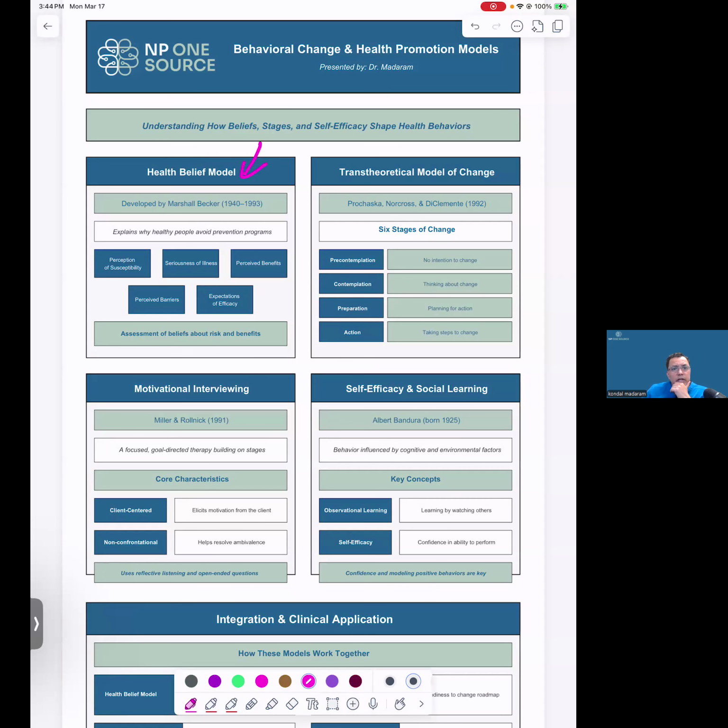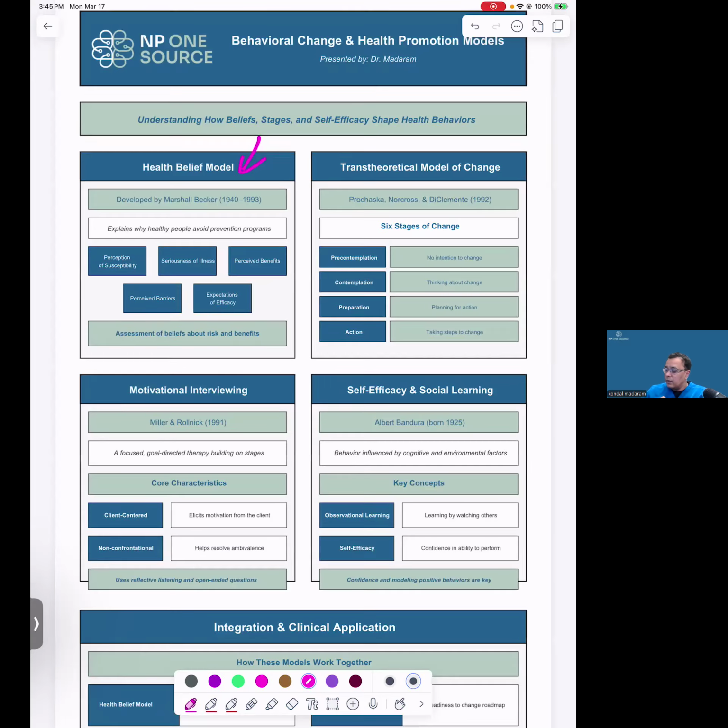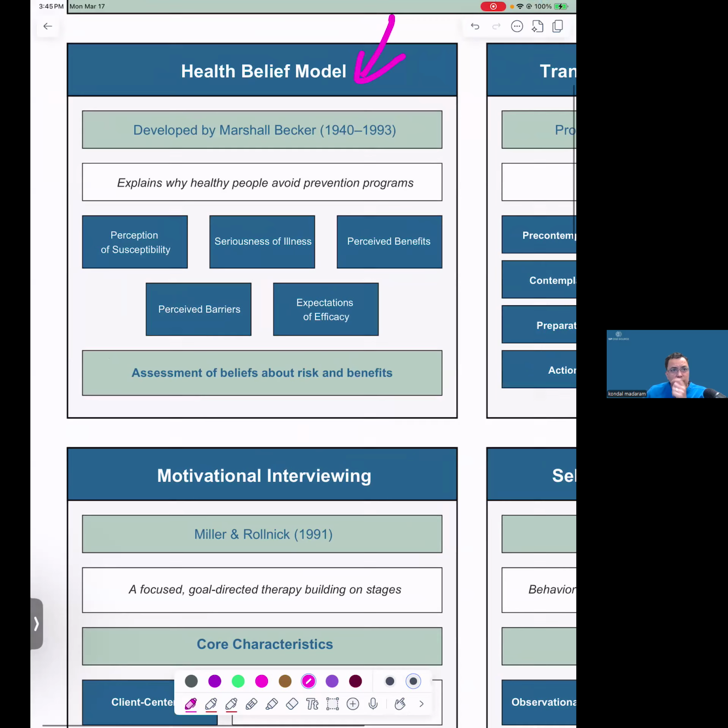which was developed by Marshall Becker. This model explains why people avoid prevention programs despite knowing the risk. That's what this model talks about. It highlights the role of perceived susceptibility, perceived severity, perceived benefits, barriers, and intervention strategy.